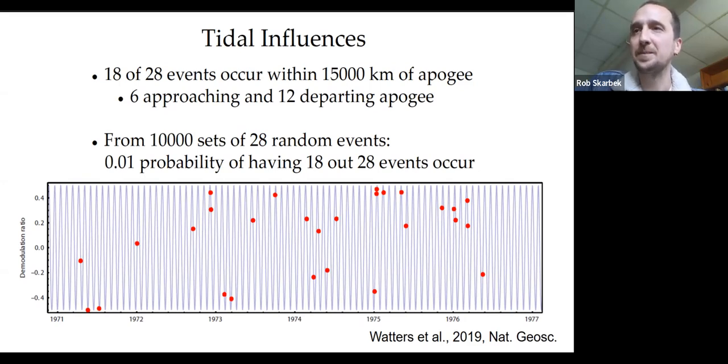The authors of this study, Waters et al., did a statistical analysis by generating 10,000 sets of 28 random events. They found a 1% probability that 18 events would occur in the way that they were actually observed. That indicates a real relationship with the tidal stress that isn't an artifact of the small sample size. That gets back to what I was saying before about a tidally driven fault being like a nonlinear oscillator. It's not necessarily the case that the slip should occur during the peak tidal compressive stress. It could be correlated with the stressing rate, for example.